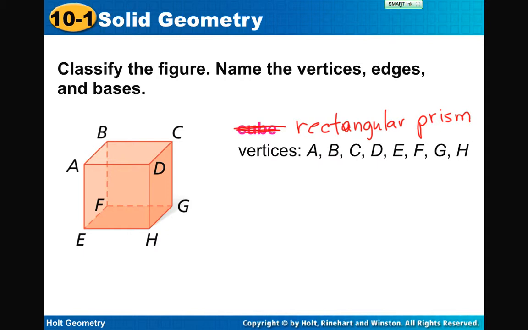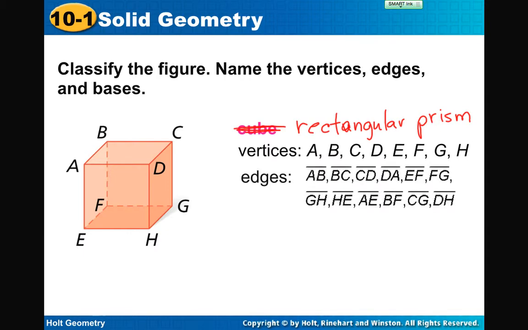Okay, so since we did that on the last one, I'll just show you. There's all your edges. How about bases? You said this was a prism. How many bases does a prism have? 2.